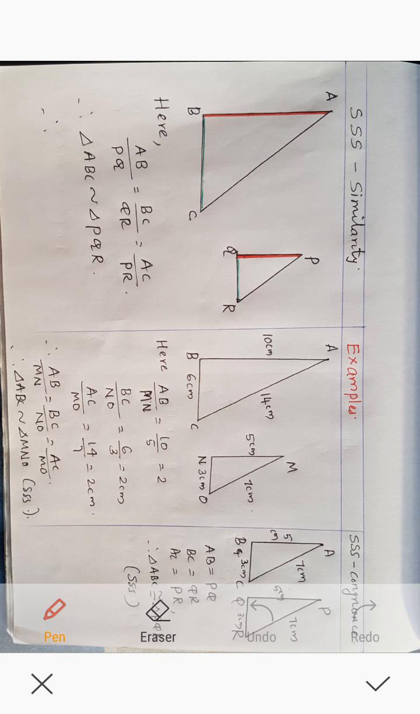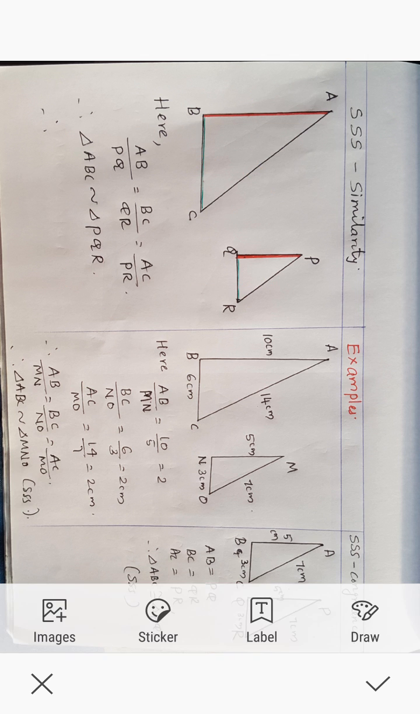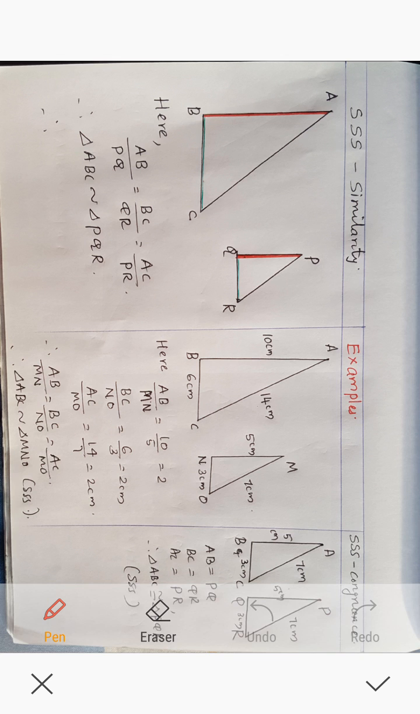But in the case of similar triangles, we have to take the ratio. Means if AB by PQ equals BC by QR equals AC by PR, then triangles are similar. What is SSS similarity? By SSS similarity, two triangles are similar if the corresponding sides are proportional, if the ratio of the corresponding sides are equal. See this example, it will be clear.